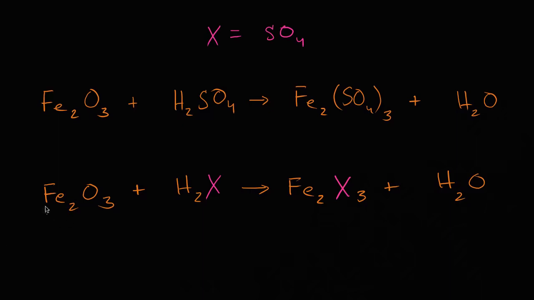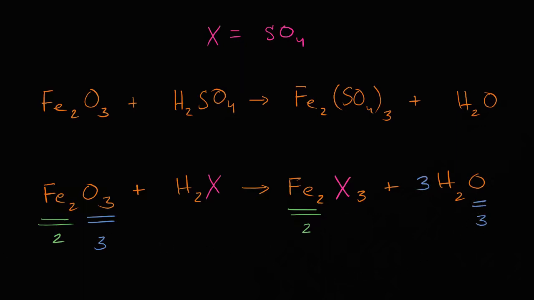So let's start with the iron. Over here I have 2 irons. And over here on the right-hand side, I have 2 irons, so it doesn't feel like I have to tweak the irons at all. Now let's move on to the oxygens. I have 3 oxygens here on the left-hand side. On the right-hand side, I only have 1 oxygen, but I can change that by saying let's have 3 water molecules. So this is going to be 3 right over here.